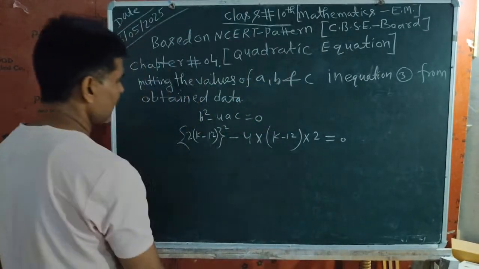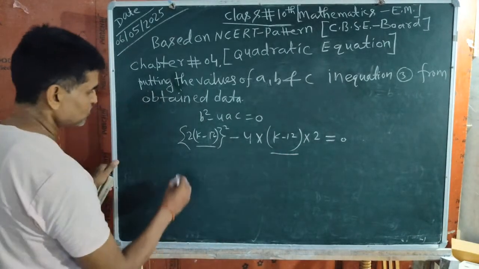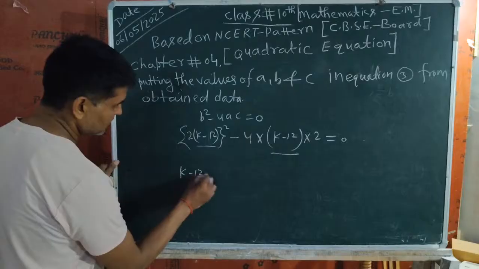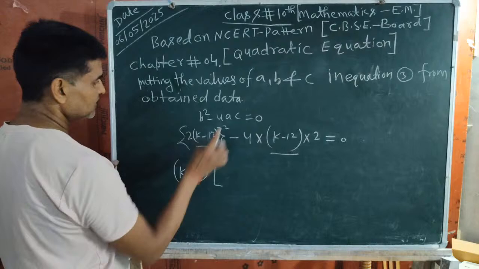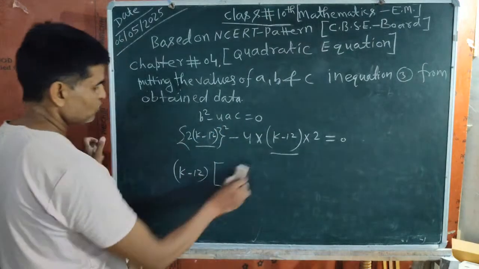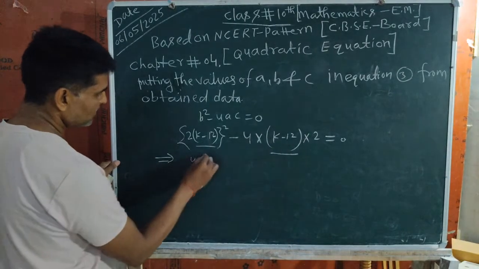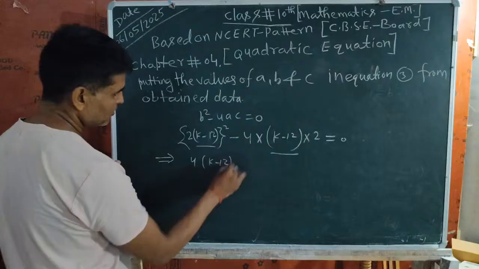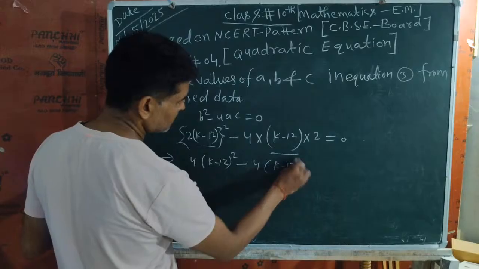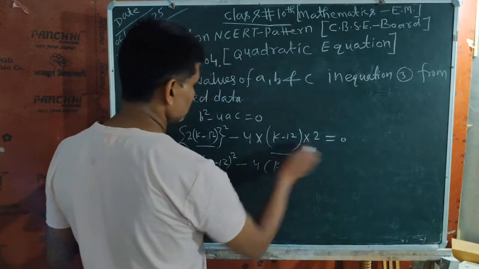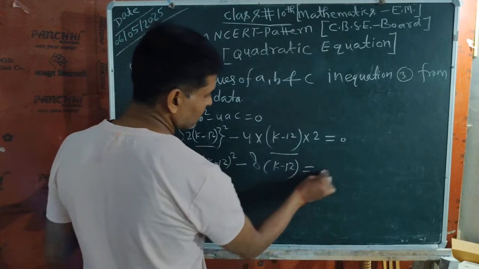After simplifying, I will get this value. Now k minus 12 and k minus 12 is also available, so I will take common k minus 12. Now here I will also write one statement here: 4 times k minus 12 whole square minus 4 times k minus 12 into 2, 4 times 2 is 8. Here I will write 8. Okay student, there is no issue.